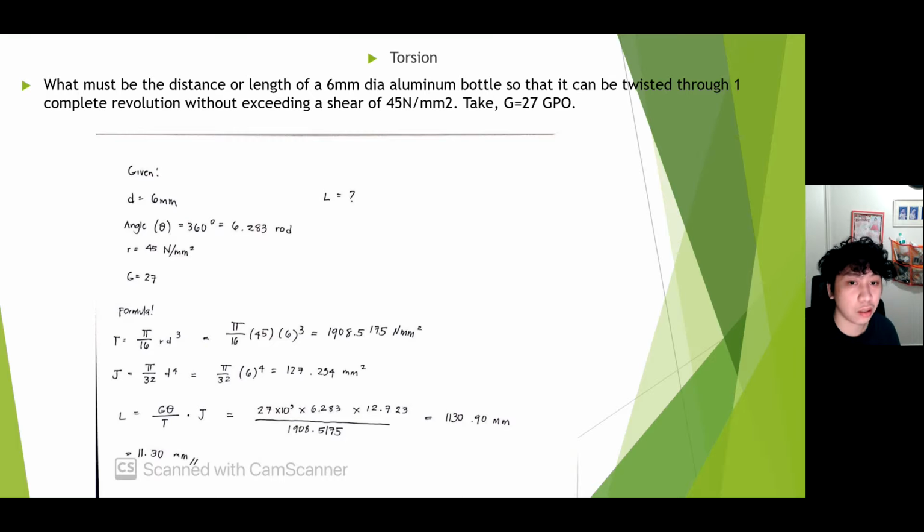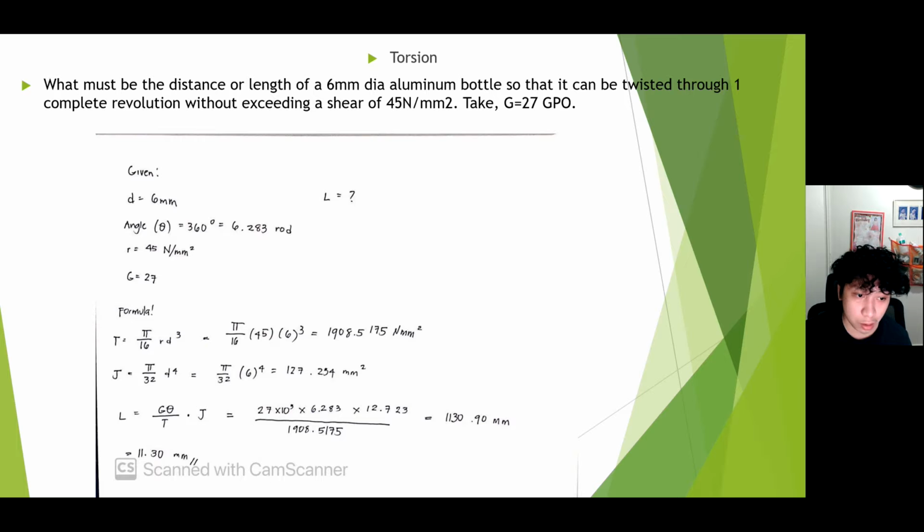So, yung angle natin sa buong twisted is equals to 360 or 6.283 rad. So, yung shear natin is equals to 45 N over mm squared. So, ang G is equals to 27. So, the formula that we will be using is T is pi over 16 times shear times D cubed.